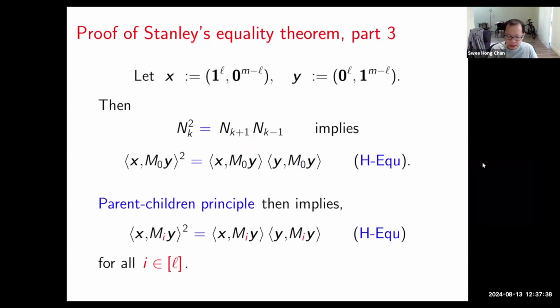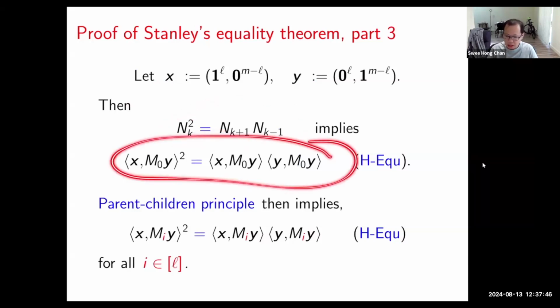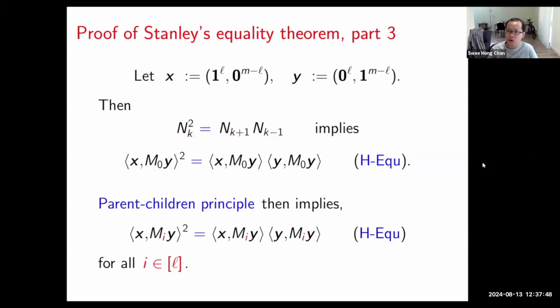And now let X and Y be the same vectors as before. Then Stanley equality implies hyperbolic equality for the matrix M0. And then by the parent-to-children principle, the parents create all of the children. All of these children also satisfy the hyperbolic equality. But see that this is now for Mi rather than M0.